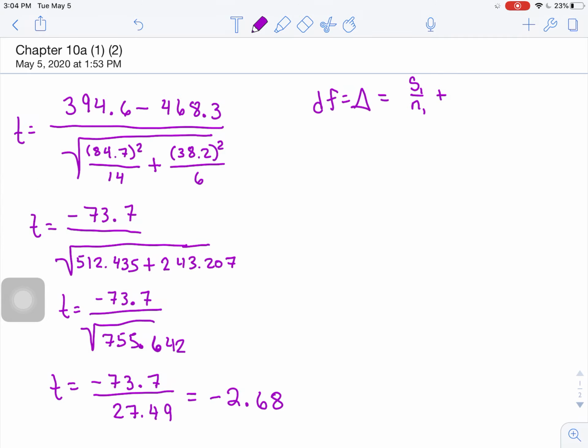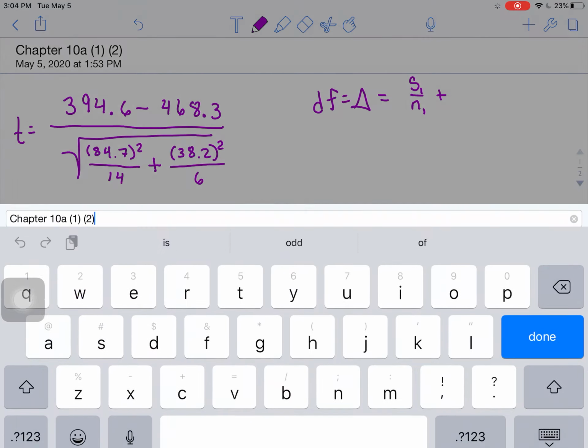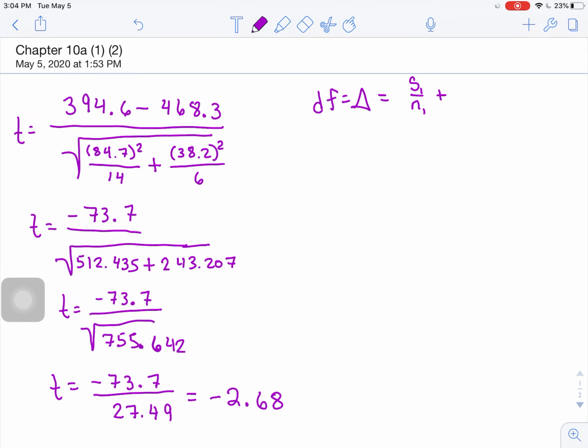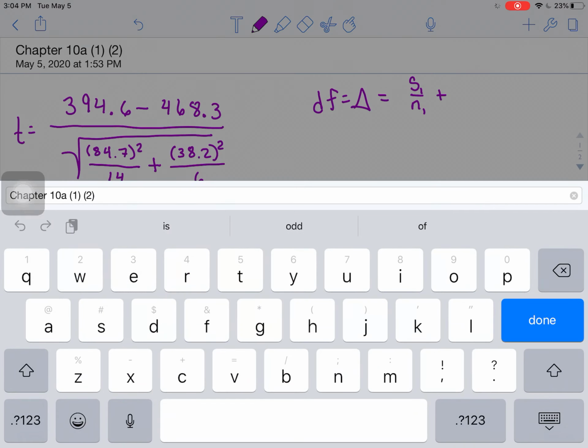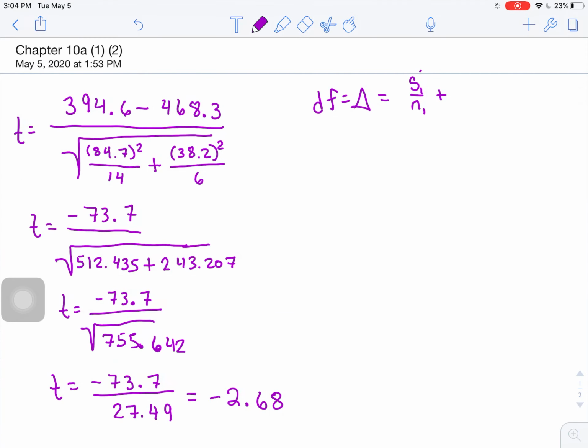Why does this keep doing that? Oh my God, this is gonna kill me. Why is this doing this now?